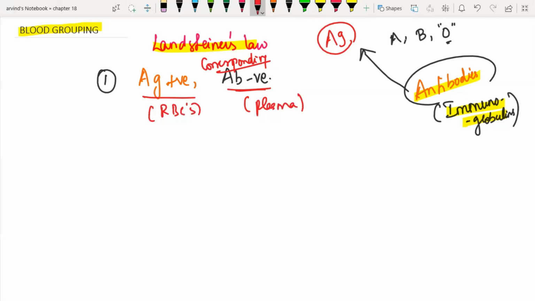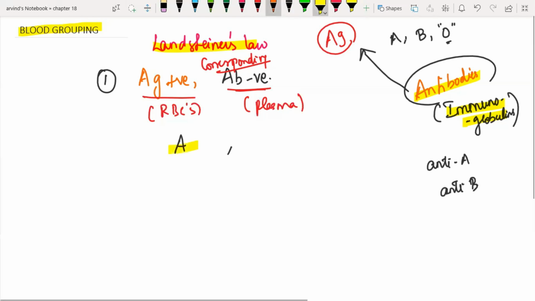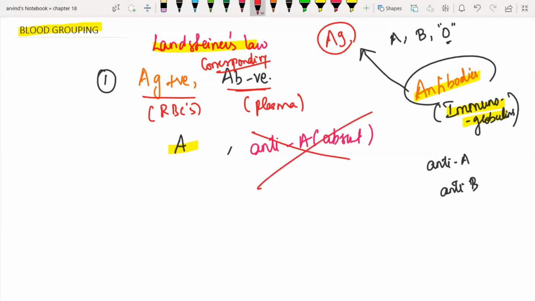What I am trying to convey, or what Landsteiner is trying to convey, is this: suppose you have A antigen in your RBC, then what is the corresponding antibody of A? It is going to be anti-A. Just remember like this. A means its corresponding antibody is anti-A. B means its corresponding antibody is going to be anti-B. So if you have A antigen in your RBC, which means your anti-A antibodies are absent, which means what? They are not present in your plasma. Few might wonder, why is this so?